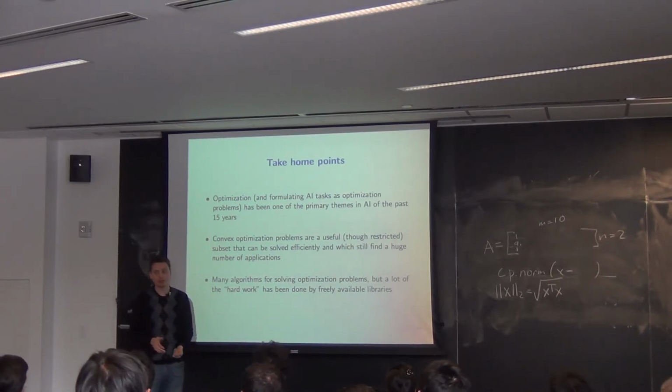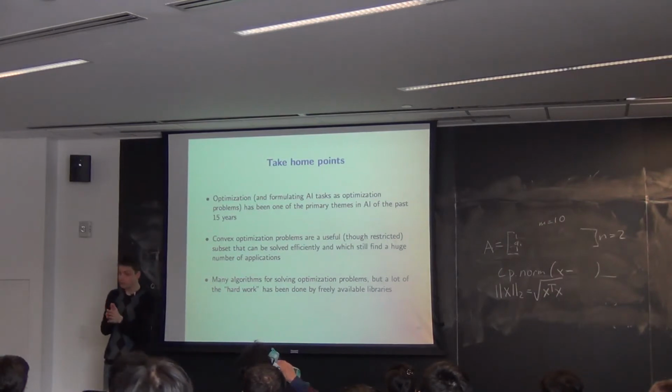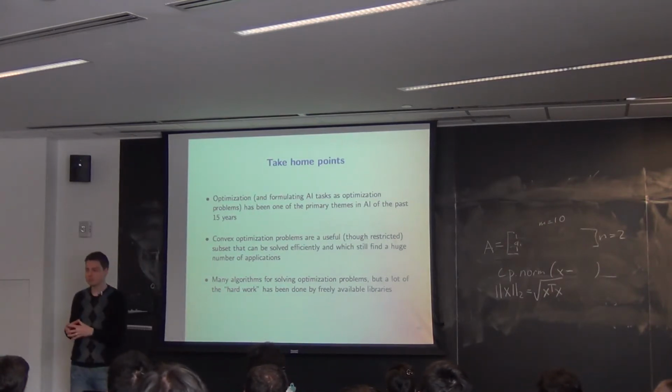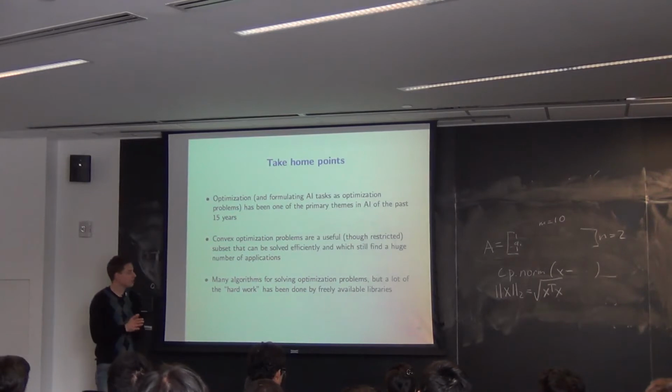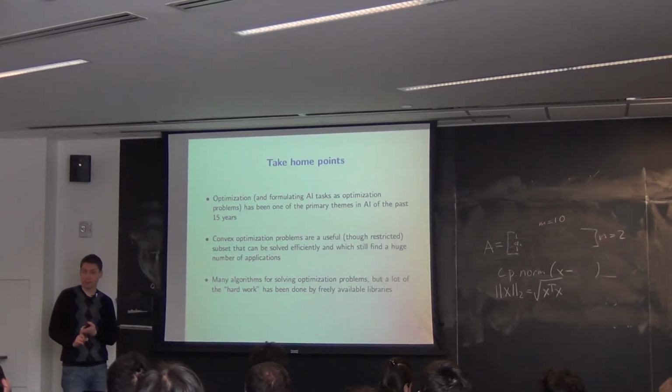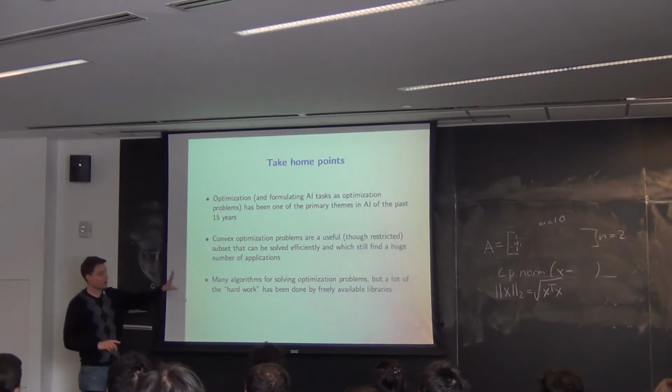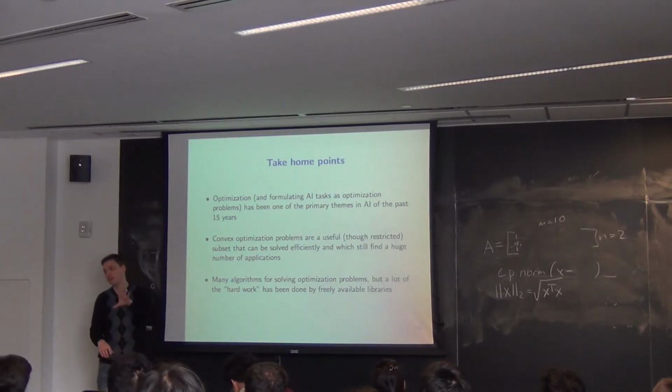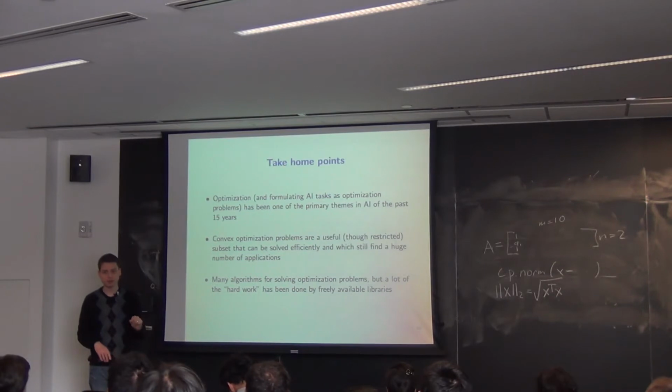Convex problems in particular are a small, granted very small, but useful subset of optimization as a whole. Because we can solve them efficiently, they still find a huge number of applications. And by the way, we have nice libraries that can make our life very easy when it comes to solving them.